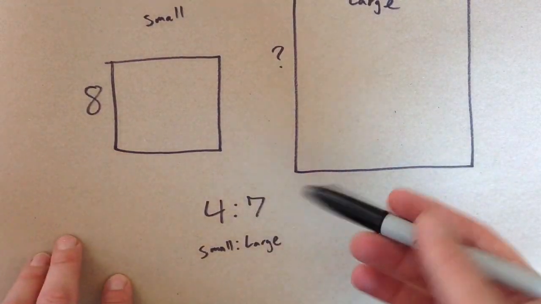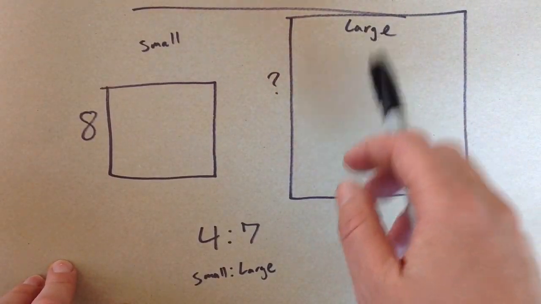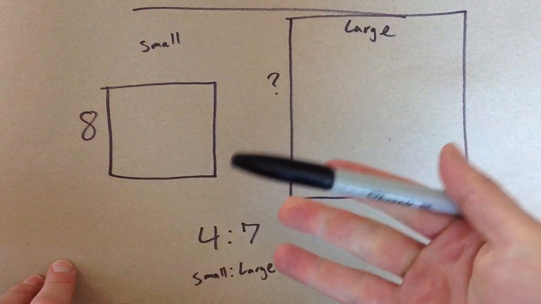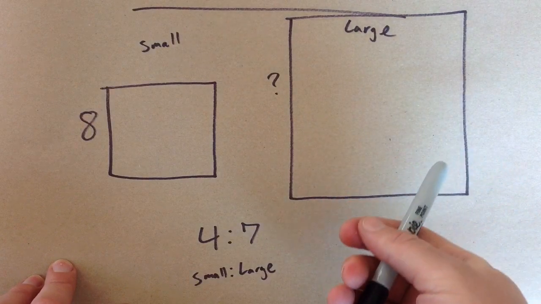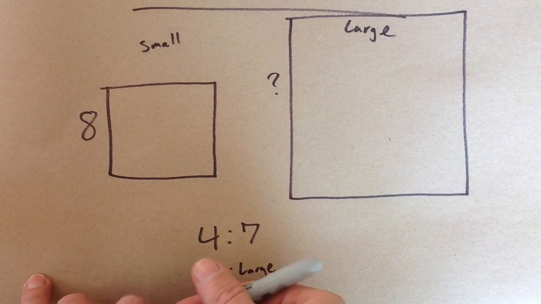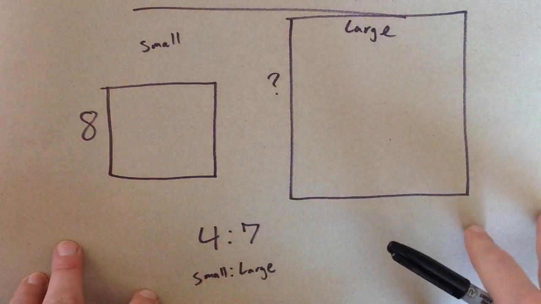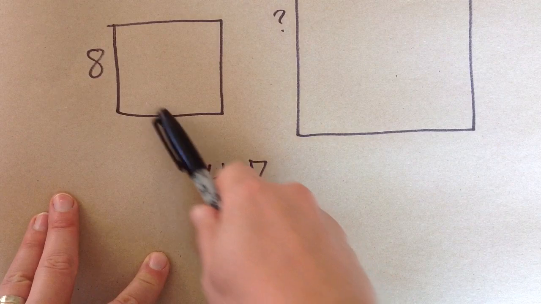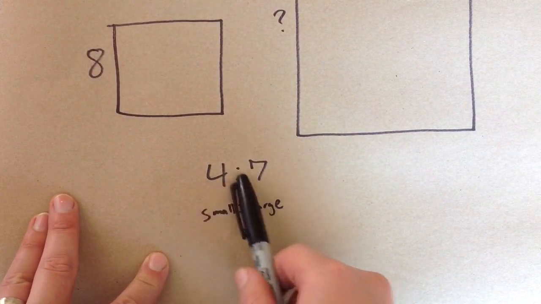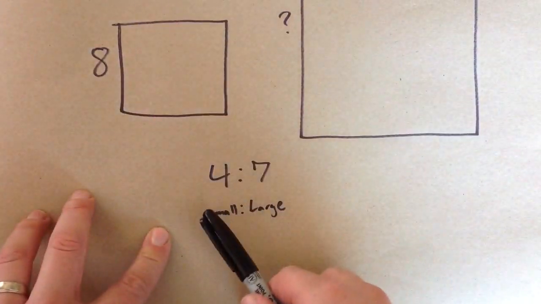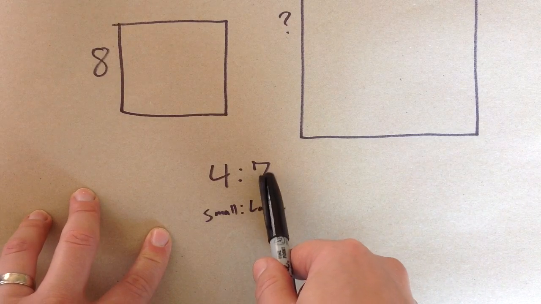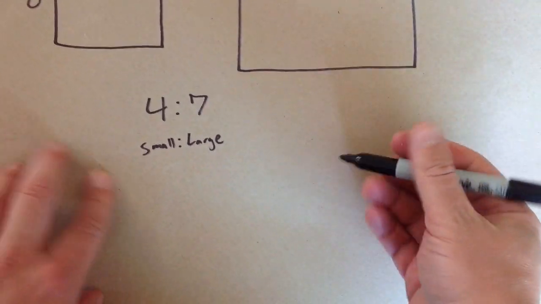So one way we can think about this is how many times larger is this figure than this figure? When I say how many times larger, I'm actually talking about a scale factor. And just like factors, we're thinking of multiplication, really. So how many times larger is this mystery length than 8? Well, I can also look at my ratio that represents this and say how many times larger is my large than my small? How many times larger then is 7 than 4? Well, let's look at that.